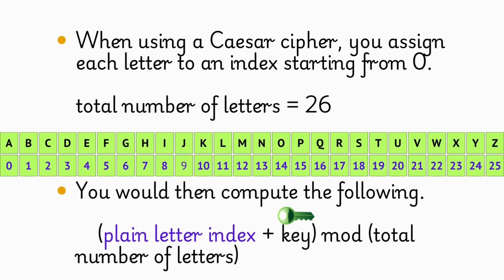Next, we just compute the following calculation. We take the plain letter index and then we add the key to it. And remember that our secret key in this case is what? 3. Then we take the modulus of the total number of letters. So let's continue.